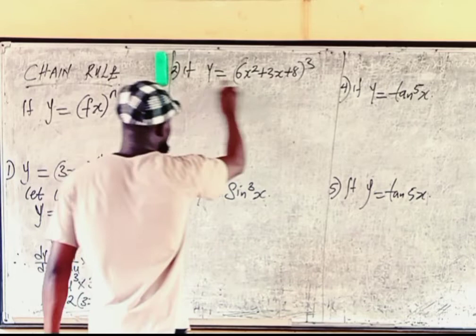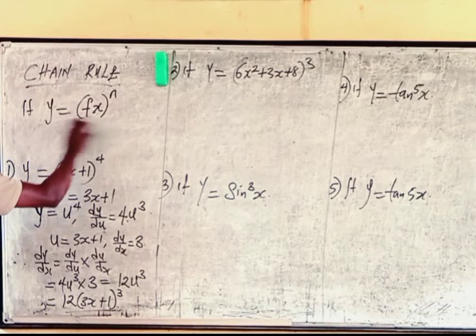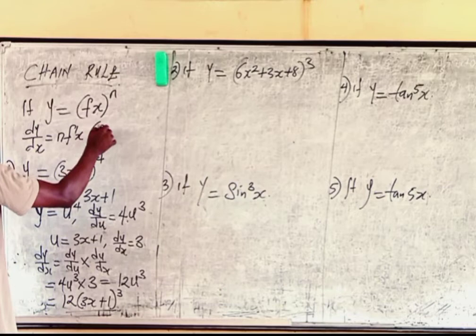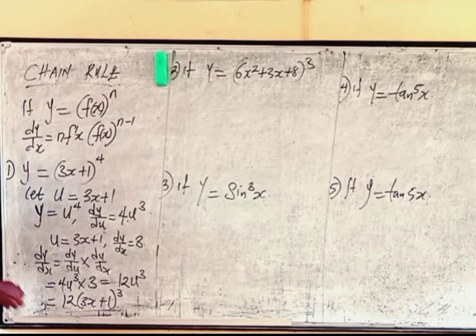We can also use this approach that I'm about to develop now. From this relation, dy over dx will be equal to n times f prime of x, then multiplying the question itself, then n minus 1. What do you do?